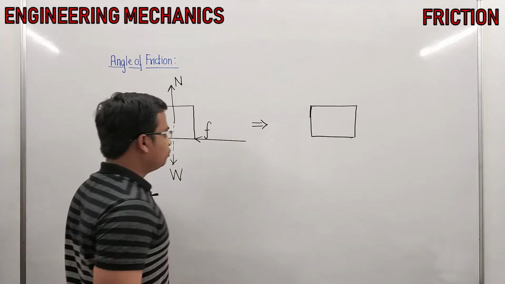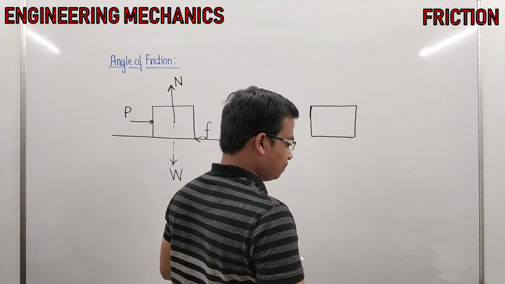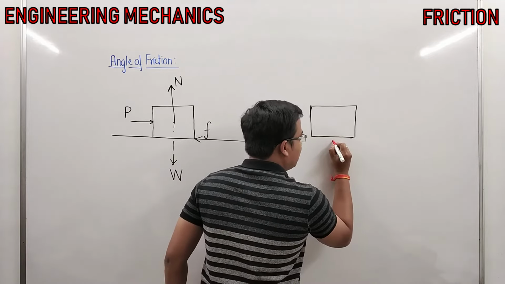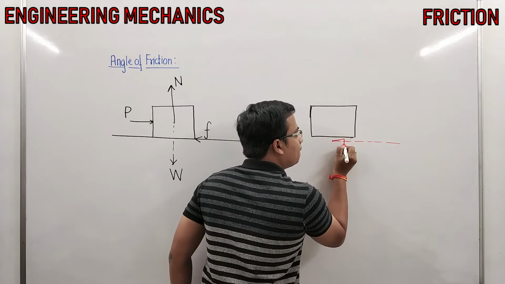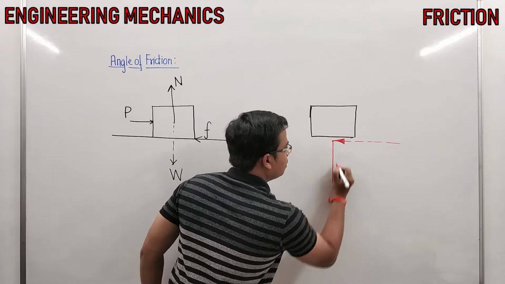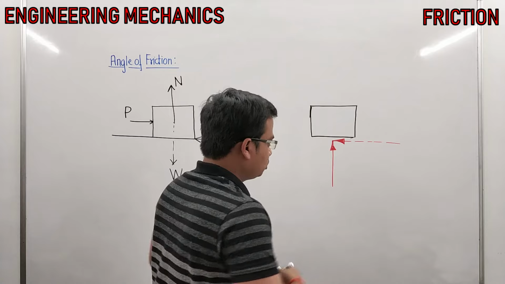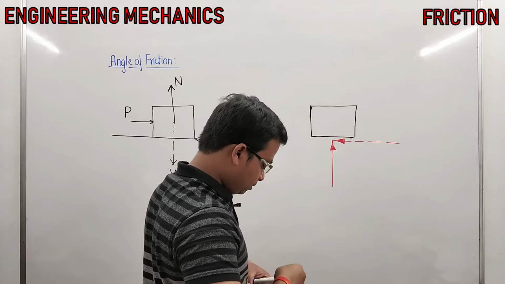Okay. So if you watch carefully, there are two forces acting. Let me use a red color. One force is over here at the interface. One this, other force is this one. What is the name of this force at the interface? The name of this force is the force of friction, isn't it?